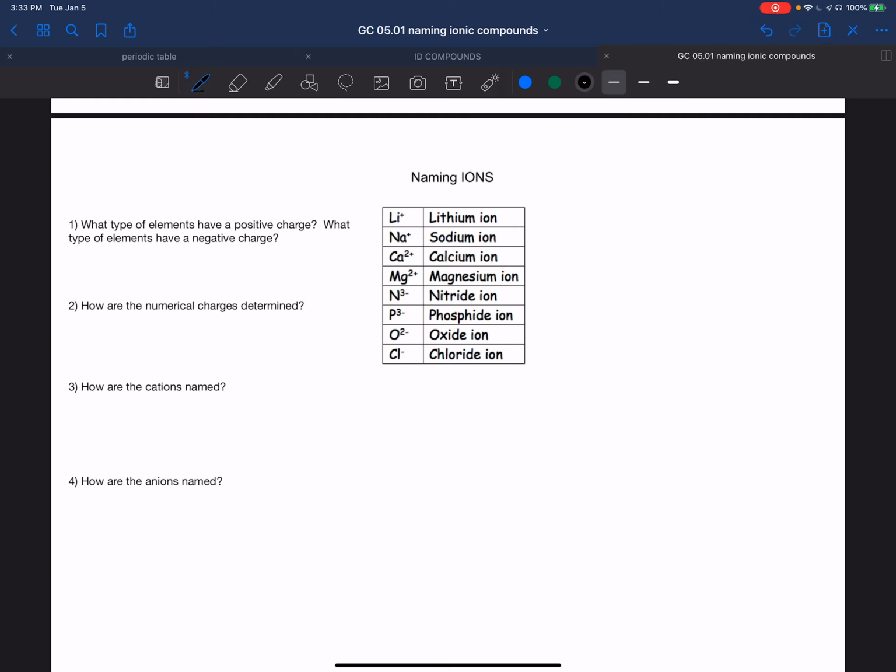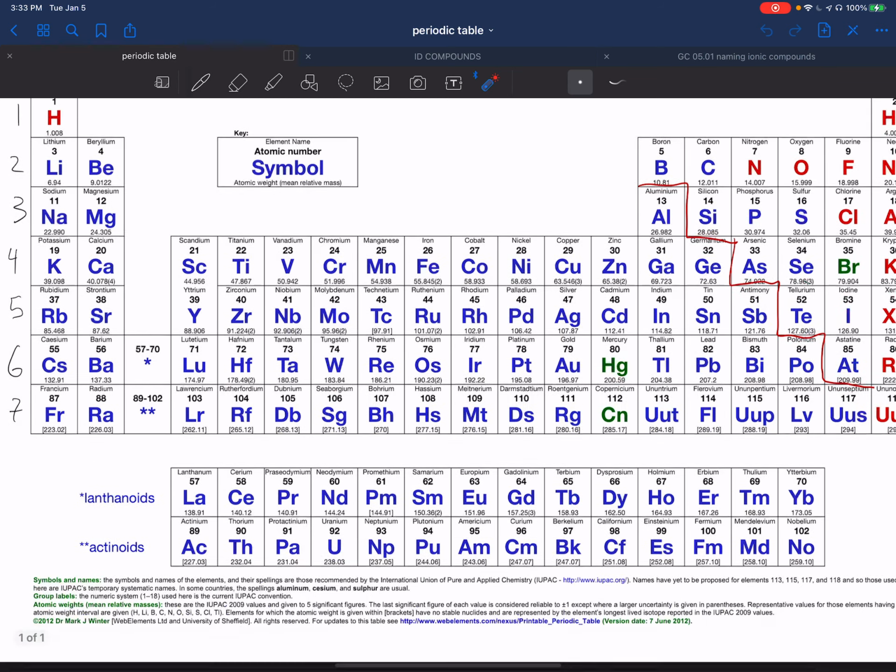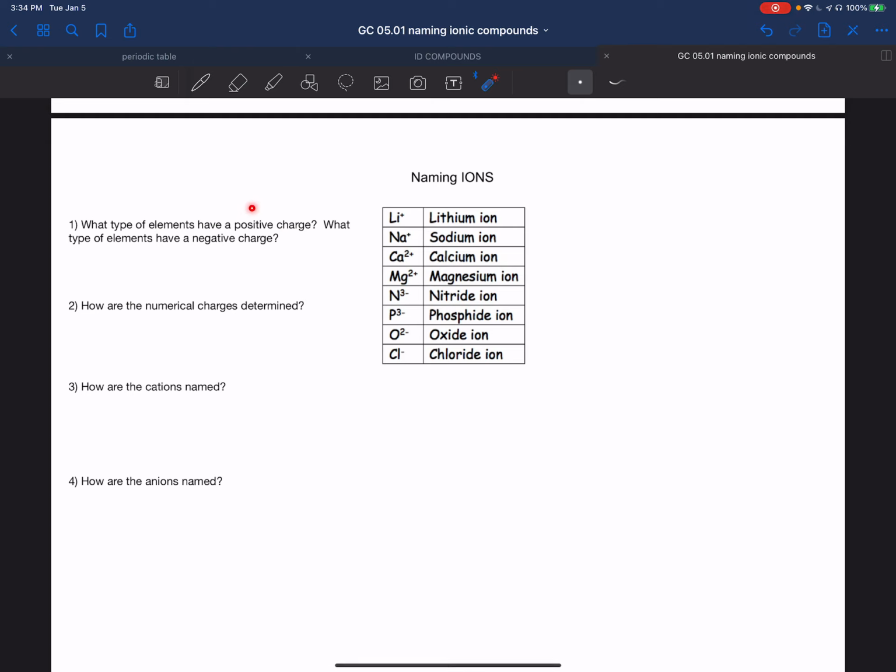What type of elements have a positive charge? Well, lithium, sodium, calcium, magnesium, those all have positive charges. And if I look at the periodic table, lithium, sodium, potassium, these are all over here. These elements tend to have positive charges. Even these elements tend to make positive charges. So the types of elements that tend to make positive charges are metals.